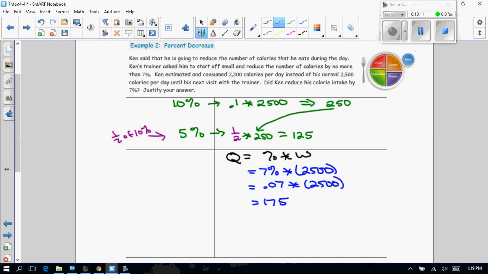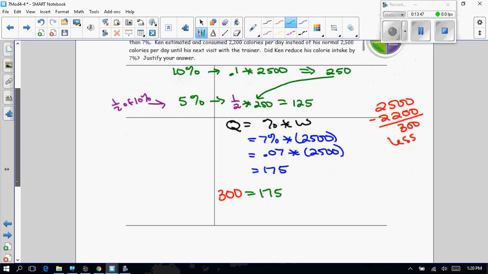So let me see. He had 2,500, and he is now doing 2,200. That's 300 calories less, right? He's having 300 calories less. So in other words, this quantity should have been 300, or he's been doing 300, and instead of 175, okay? So is he doing this correctly? No, he's not. Boo, poor Ken.